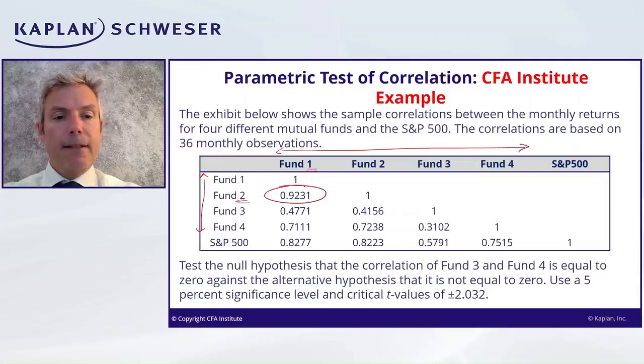Okay. Test the null hypothesis that the correlation of fund 3 and 4 is equal to 0. That's always the null here. All right, that their correlation is equal to 0. In other words, there's no relationship. When we reject that, we find something interesting.